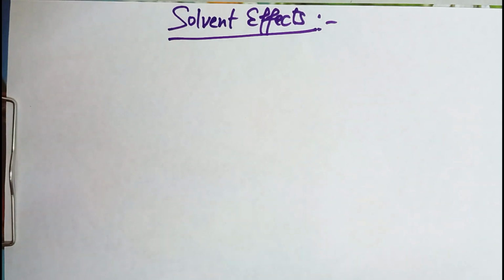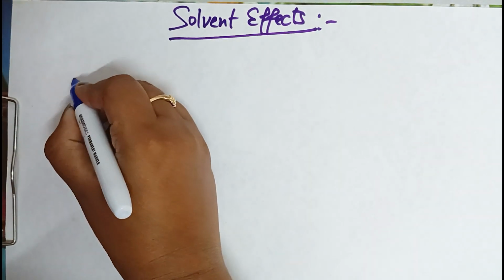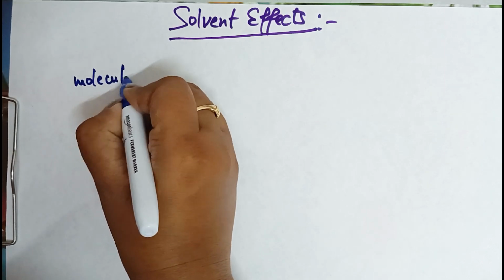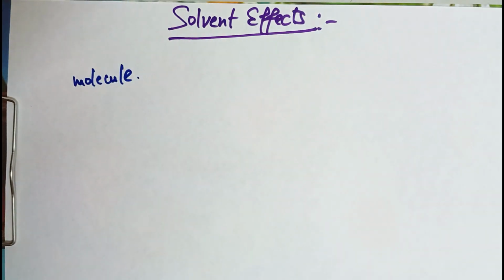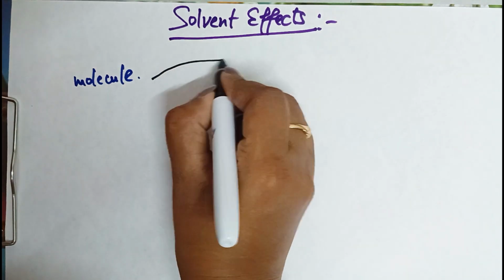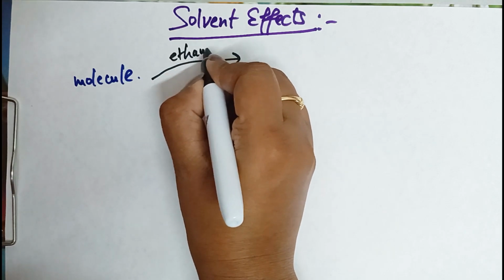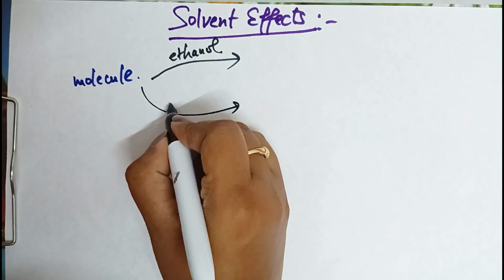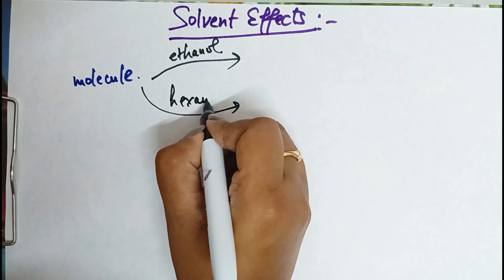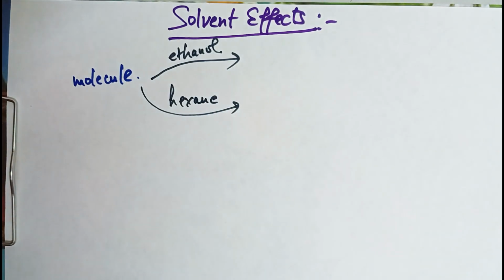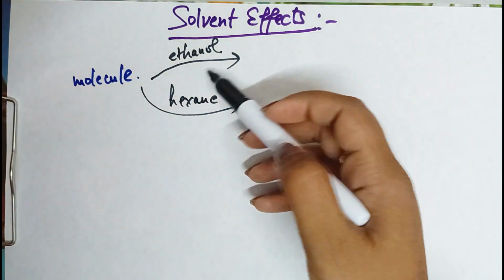So we were discussing what happens when we take the spectra of the same molecule in different solvents. For example, if we have one molecule for which we want to take the spectra, but we take two different spectra using two different solvents. For example, one is ethanol and the other one is hexane. Okay, one polar and one non-polar solvent. So then we take the spectra.